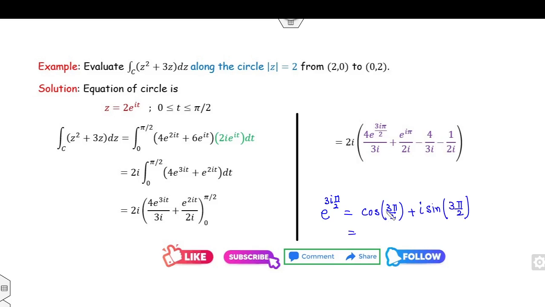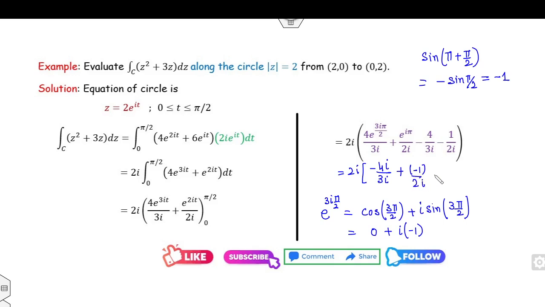So what is the value of cos 3 pi by 2? It's my 0. What is the value of sine 3 pi by 2? Sine 3 pi by 2 I can write as pi plus pi by 2. It lies in the third quadrant. It's minus sine pi by 2. This number is my minus 1. So the answer of the first part is minus i, so minus 4 i divided by 3 i. Plus, what is the value of e raised to power i pi? It's minus 1. Minus 4 times 4 divided by 3 i minus 1 over 3 i.